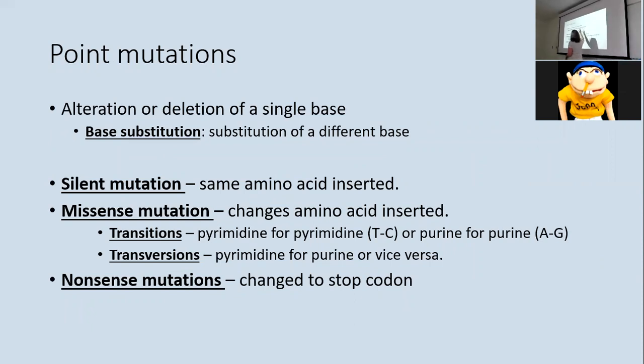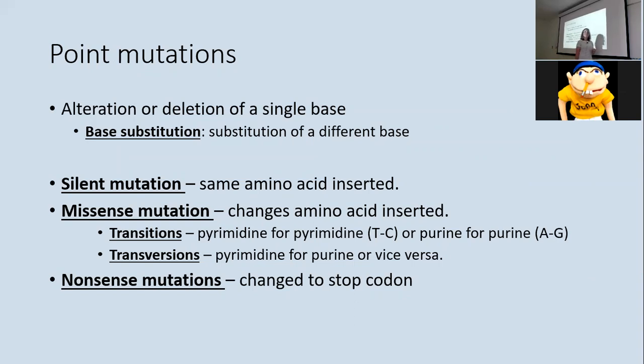And so that alteration, where just a single base, one little nitrogenous base, gets swapped out, is called a base substitution. Easy enough. You substitute one base for another. And so these are all point mutations, just one little change. We can change one base for another.